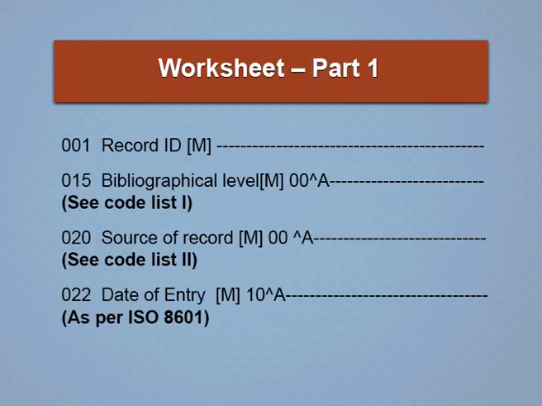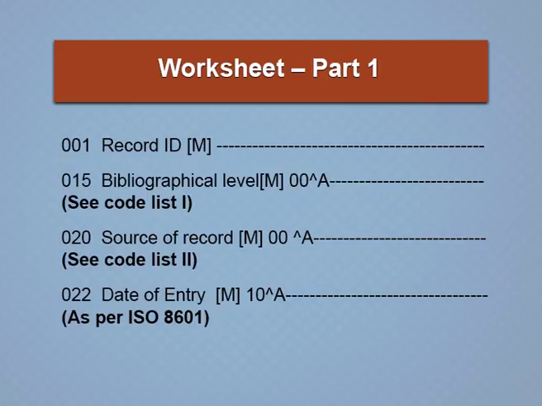Similarly, 020, source of record, is another mandatory field. You have to see the code list to create a 5-letter code for your library. According to the CCF manual, each library must have a 5-letter code. Suppose I am entering data for a college library called Midnapore College Library. I can use an abbreviation like MIDCL. In this way you can create a 5-letter code for your library and use it for populating tag 020.